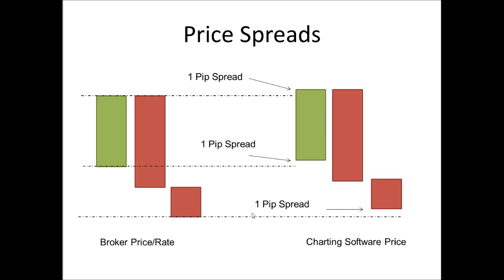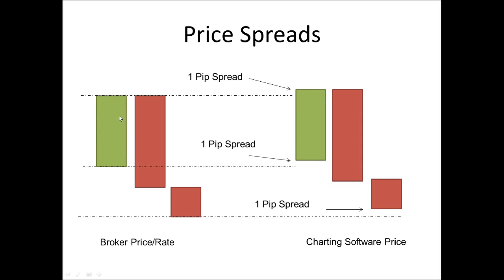The reason being, if the broker price is moving up, the charting software should move up. If the charting software is moving down in price, the broker price should also move down. So we may have a 1 pip spread between our broker price or rate and our charting software price. If our broker price opened here, there may be a 1 pip price spread, so our charting software may open slightly higher, but it will close slightly higher. The movement in price will be the same.